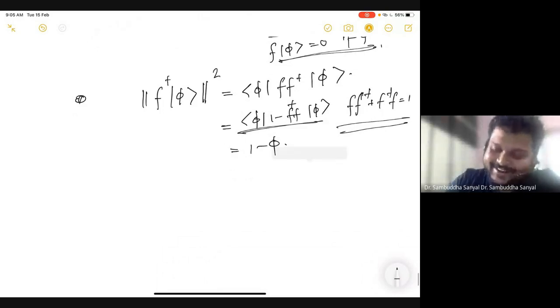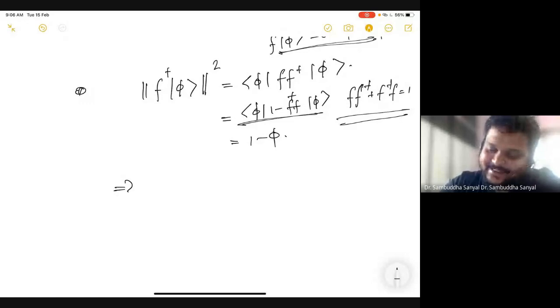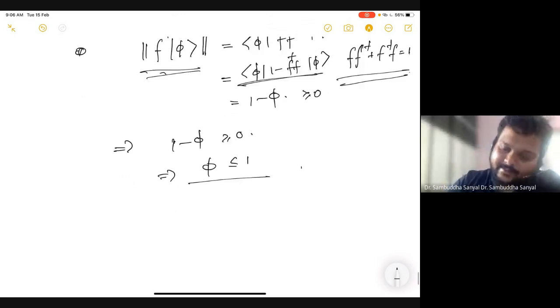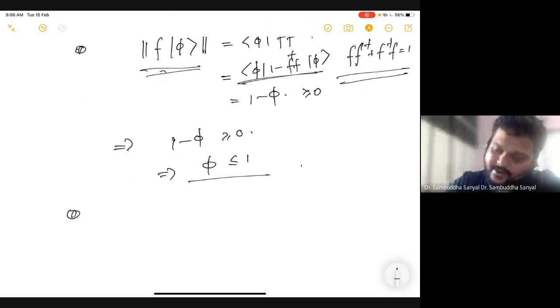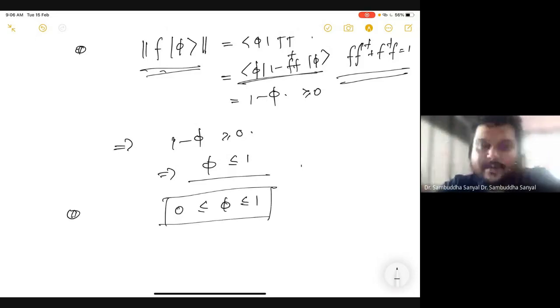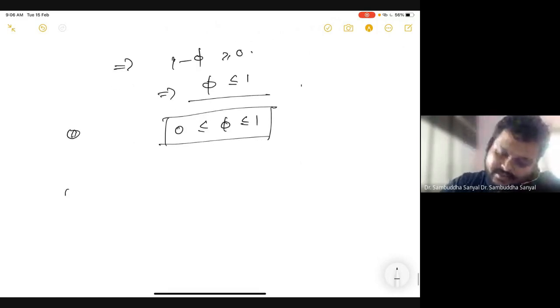Very good. Okay, so that means this quantity has to be greater than 0 because it is a square. So 1 minus phi must be greater than 0. It means phi must be less than or equal to 1. So I land on this property, because of the anti-commutator, that phi must be between 0 and 1. This didn't happen before. Earlier phi was totally unbounded. The only thing was it is bounded at the bottom at 0, but now it is bounded at the bottom and top. Okay? So now let's see what it means.